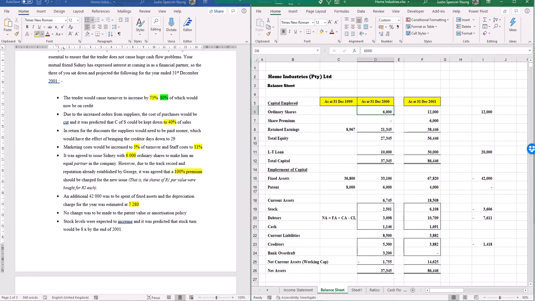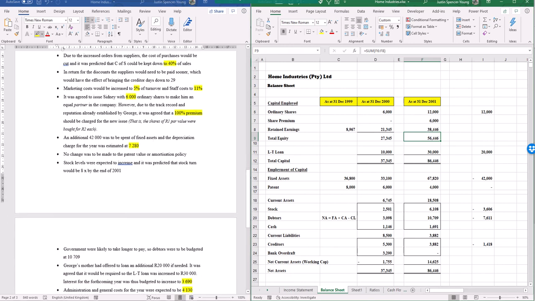The thing is, how do you allocate this? Now, this is in two parts. There's a share premium part and there's a par value component. So 6,000 times R1 gets added to the existing ordinary shares, and 6,000 times R1 premium goes in the share premium box. Add all of these to get the total equity.